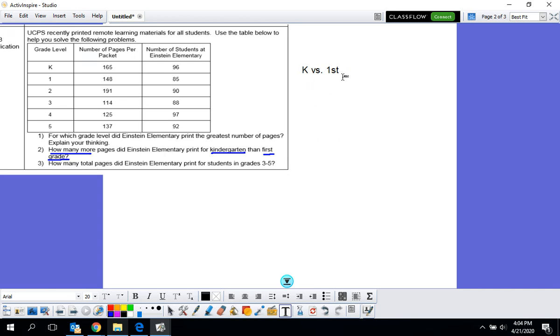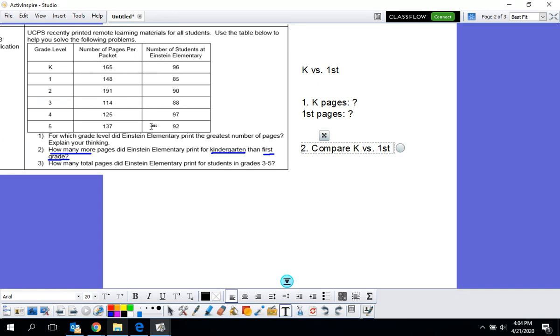But before I compare them, I also need to know their pages. So again, I've got to know kinder's pages, and I've got to know 1st grade's pages. And then if I'm comparing them, you should know what operation to do from there. So this should probably be your first step. And then after that, you'll have to figure out how to compare kinder versus first.